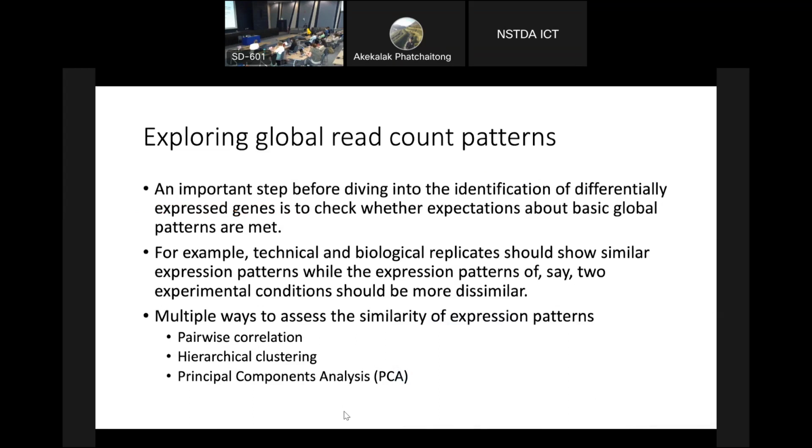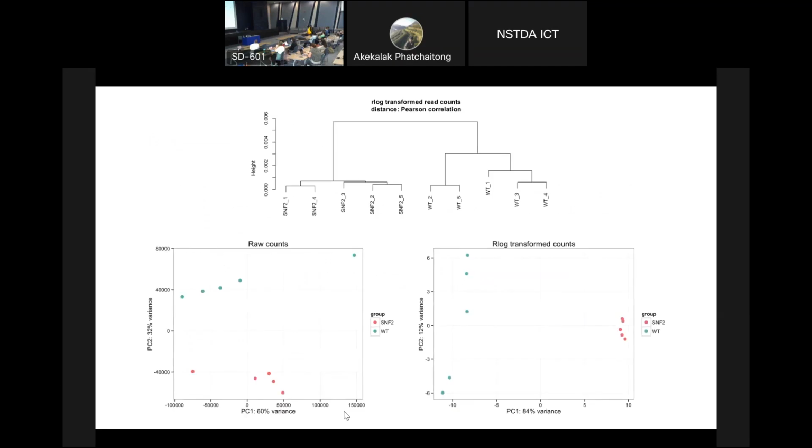There are a few ways to do this: pairwise correlation, hierarchical clustering, or even PCA. So here's some example. This is hierarchical clustering. You can see the wild types are nicely together and these ones are nicely together. If you ended up getting some mixture, then that tells you that something is wrong and you need to probably go back and see what happened. Similarly here, you have the raw counts on a PCA plot, and here is also the R-log. If you use the R-log values, you can see a much nicer, cleaner separation. Although you can still see the separation here, it's much better with the R-log. And so the two groups are separated, so things look okay for you to proceed further.